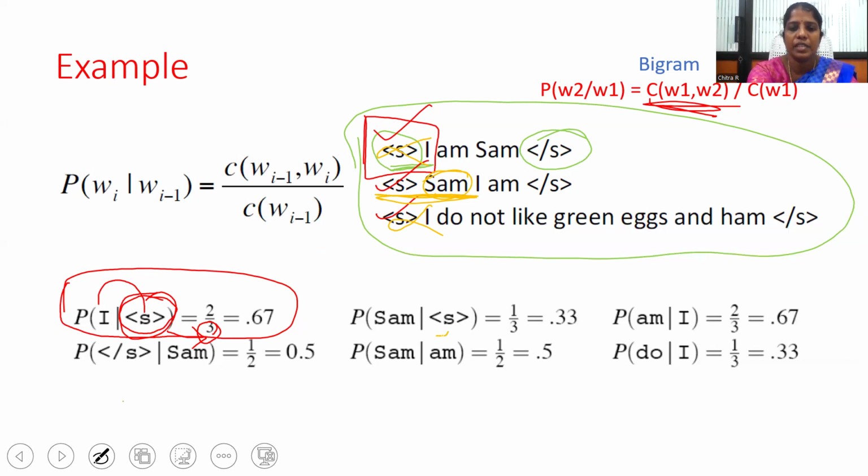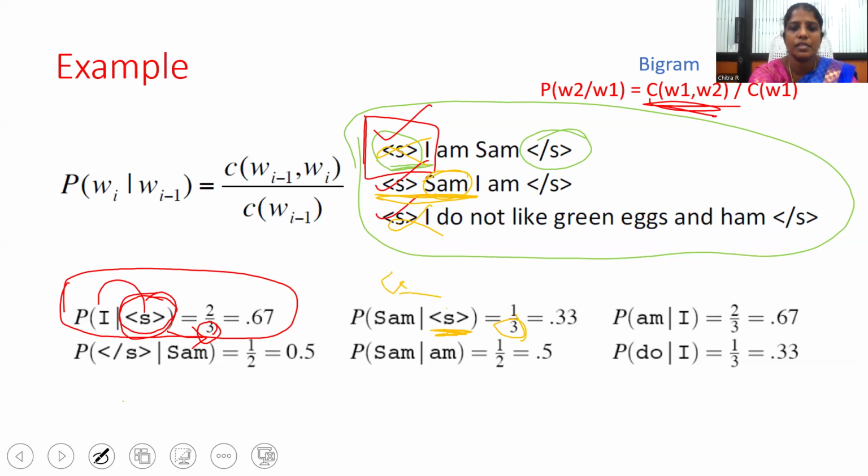How will you find this? In the denominator, find the number of times this starting symbol is available and put that number. The starting symbol appears 1, 2, 3 times, so write 3 here. And in the numerator, the starting symbol followed by Sam. These two words together are a bigram. This is the bigram method, so we should find the probability of the combination of two words here.